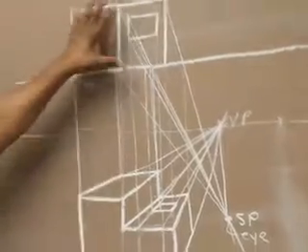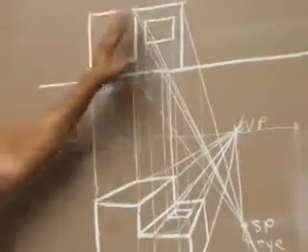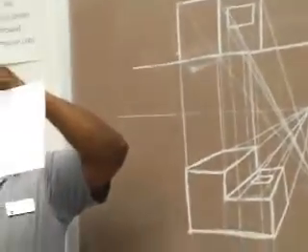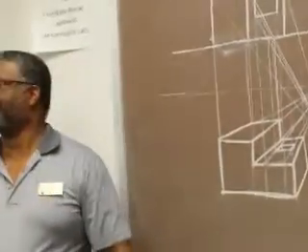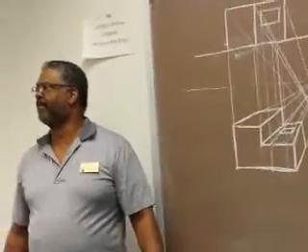Okay, so we need to draw this. The top view should be dark and thick, just like this here. But this here should be light initially, because the front view is for reference and measurements. We don't actually draw that on.